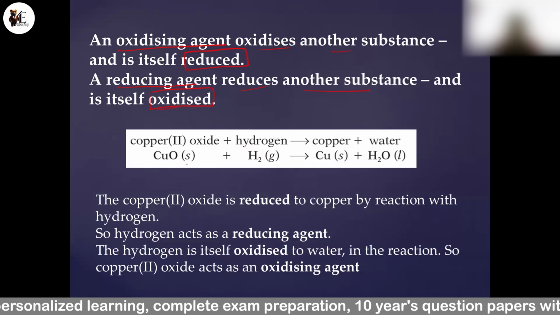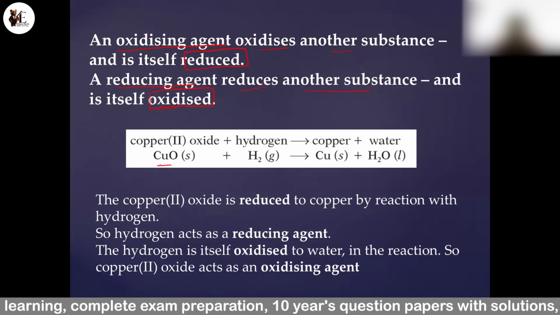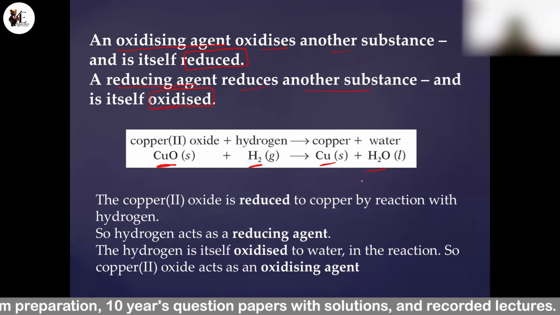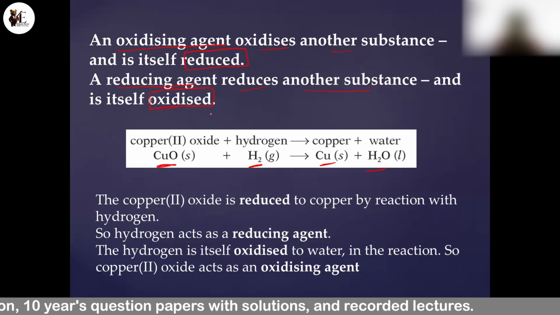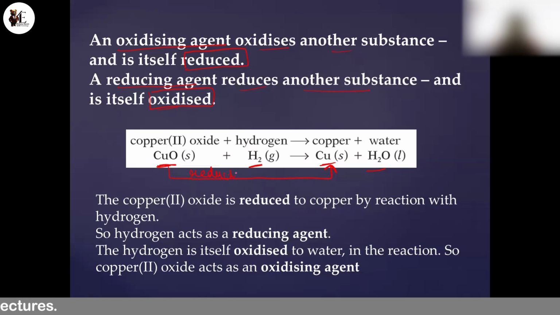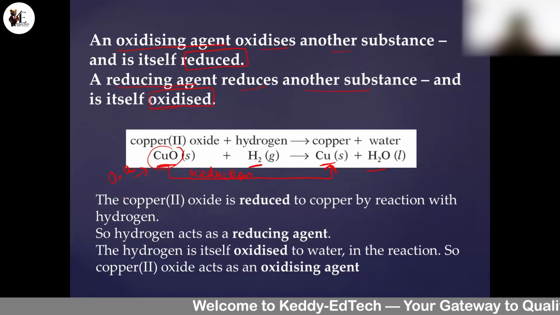So let us see the reaction of copper oxide, that is CuO plus hydrogen to give copper and water. Now here you can see that copper oxide is converting to copper, removal of oxygen, right? Removal of oxygen is reduction, and the substance which is reduced is known as your oxidizing agent. So copper oxide is known as your oxidizing agent.